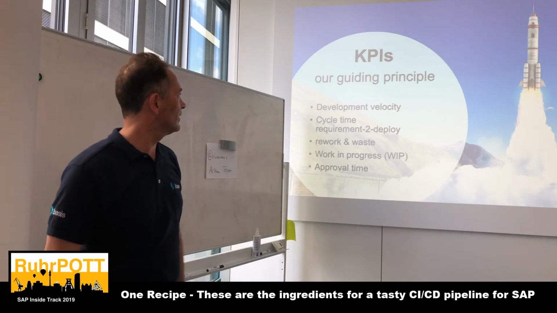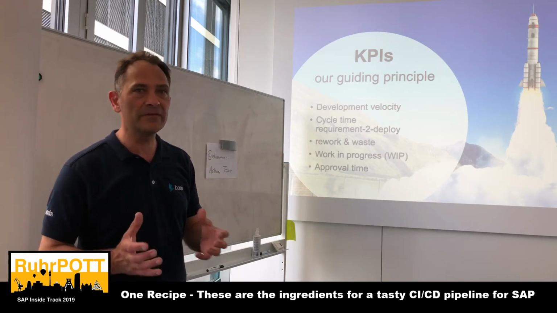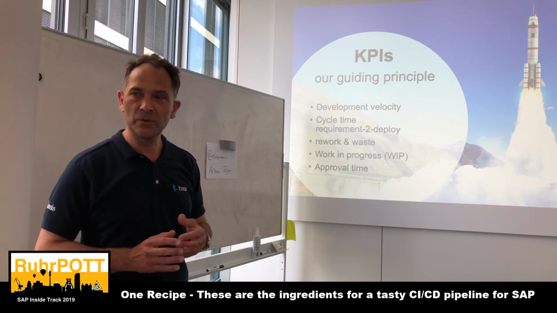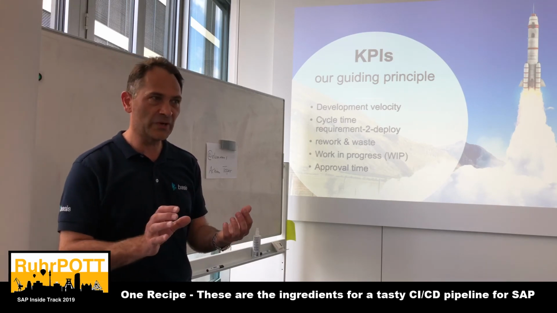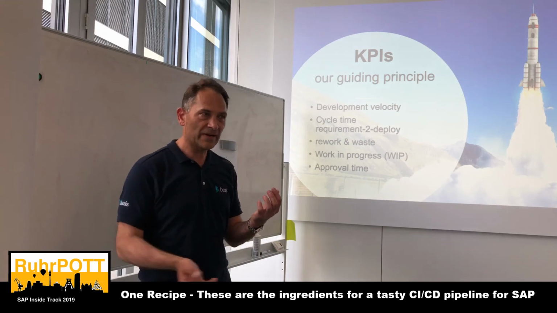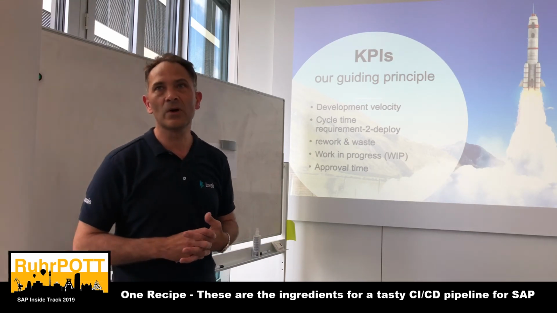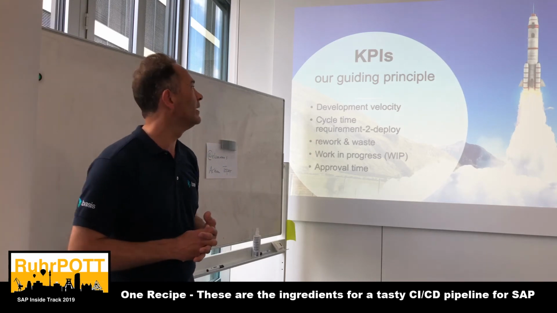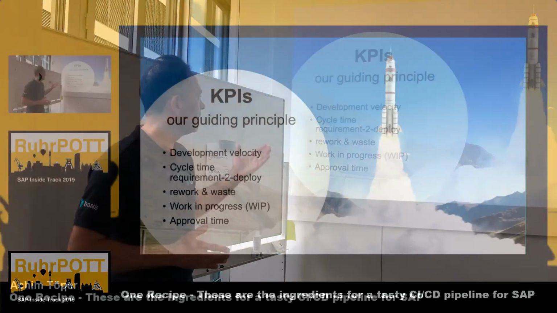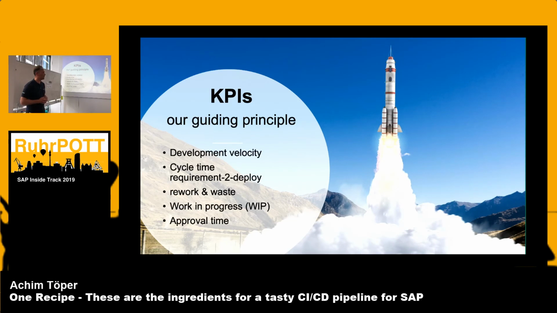Rework and waste. This is to find out if there are hidden factories in my company, doing software development, moving it to QAS, then an error is in, back to development and all that around. So with that rework and waste KPI group, you will find that out. To limit the work in progress, you have to have a KPI on it. And if you have manual improvements, then you will have to have a KPI on approval times also.